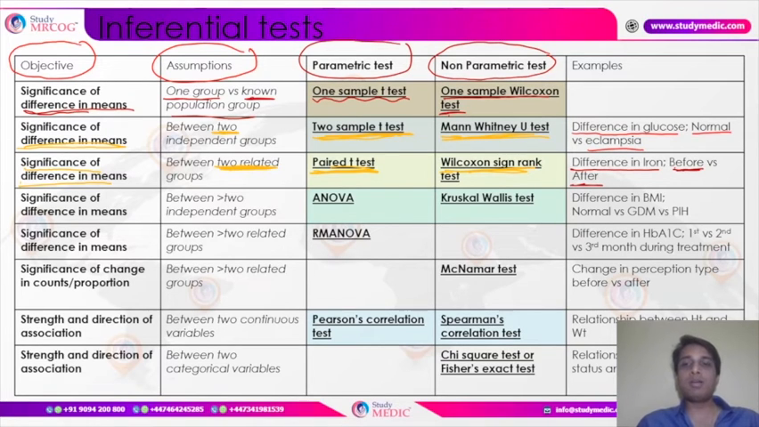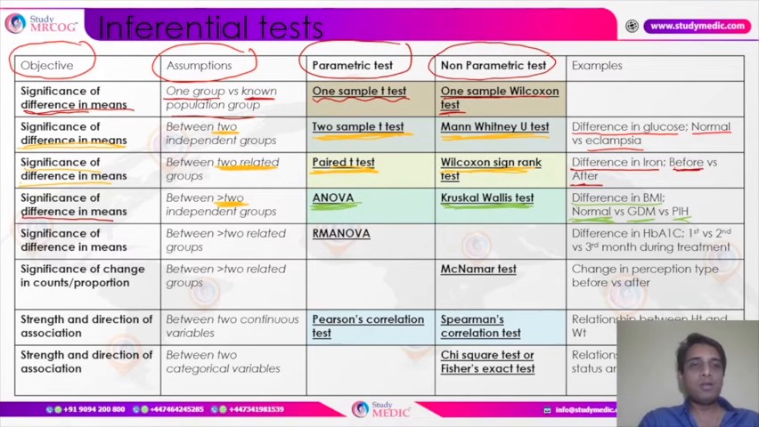Here the groups before and after are paired, related. They are not mutually exclusive. They are the same people before and after. So in such a case we use the paired t-test or Wilcoxon signed rank test. Now, if you want to find out the significance of difference between means, but not for one group, rather for more than two independent groups, it is the extension of the two sample t-test. We use one-way ANOVA. The non-parametric equivalent is the Kruskal-Wallis test. For example, for difference in BMI, we would like to find out whether the mean is different between normal versus GDM versus PAH. There are more than two groups here. Then we use ANOVA or the Kruskal-Wallis test.